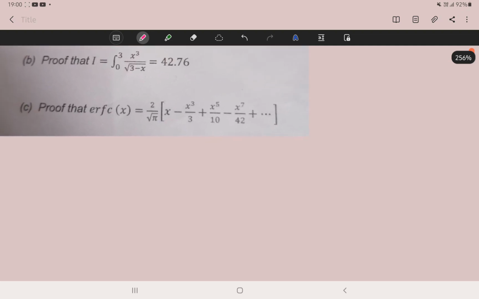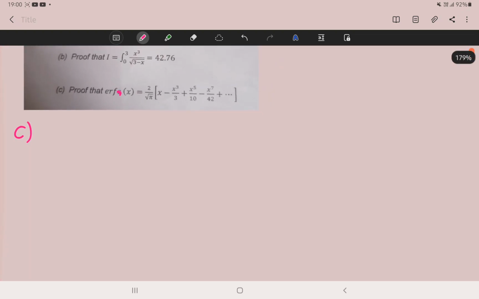So there is a typo in this question. It is supposed to be the error function, not the complement of the error function. Okay, so it is just ERF of x, which stands for error function of x.